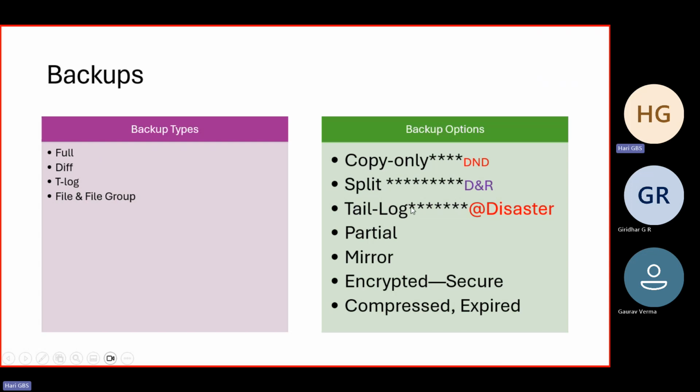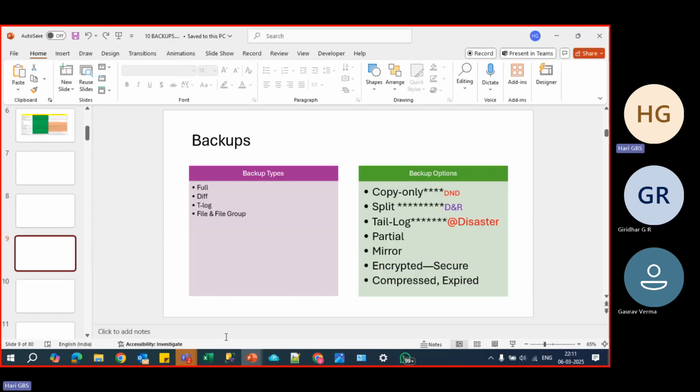Tail log: whenever you hear this word, immediately you should think of disaster. Whenever a disaster happens, we take a tail backup. Mirror backup is an extra copy. Tomorrow we will discuss partial backup, encrypted backup, compressed backup, and expired backup. With this, we will complete backups. And if time cooperates, we will enter into restores tomorrow. Okay, let me stop here.